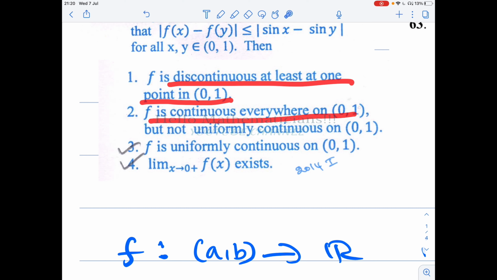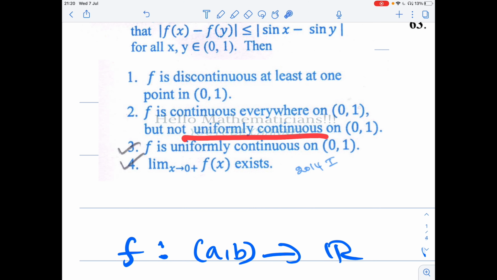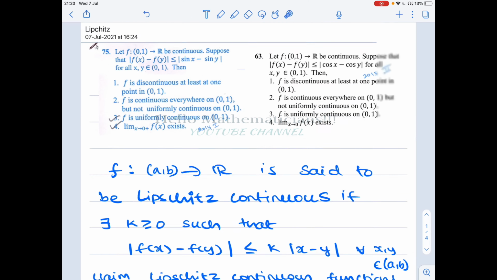f is continuous everywhere on open (0,1) but not uniformly continuous. f is uniformly continuous. The limit as x tends to 0 plus of f(x) exists, that is, the right limit at the point 0 exists. Let's see how to approach this problem.